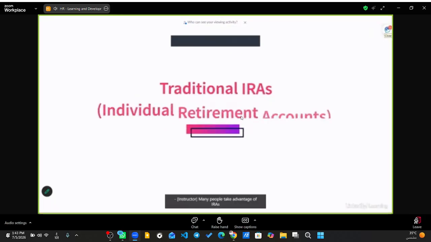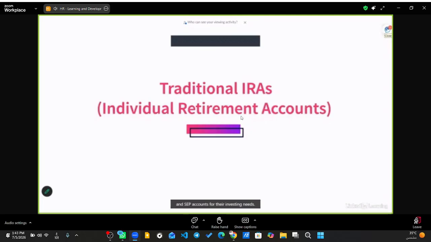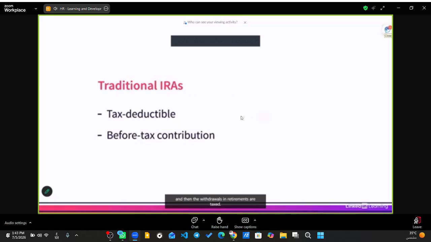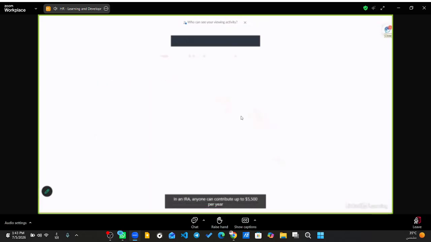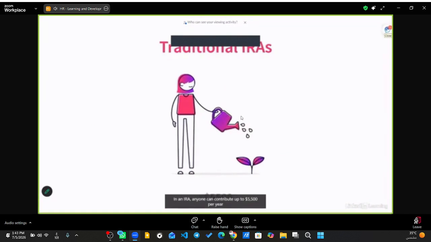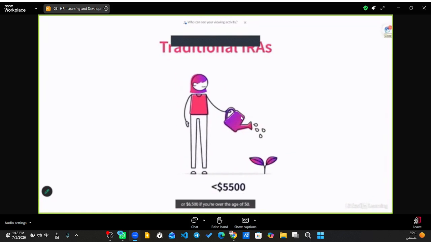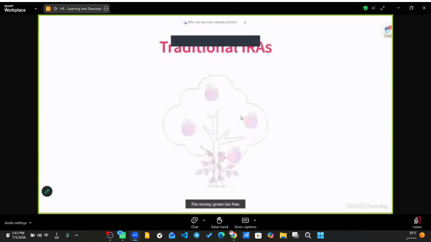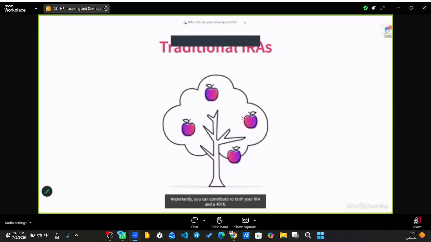Many people take advantage of IRAs and SEP accounts for their investing needs. Let's start by talking about traditional IRAs. An IRA is an individual retirement account. With traditional IRAs, these are tax-deductible investments, and then the withdrawals in retirement are taxed. In an IRA, anyone can contribute up to $5,500 per year, or $6,500 if you're over the age of 50. The money grows tax-free. Importantly, you can contribute to both your IRA and a 401K.